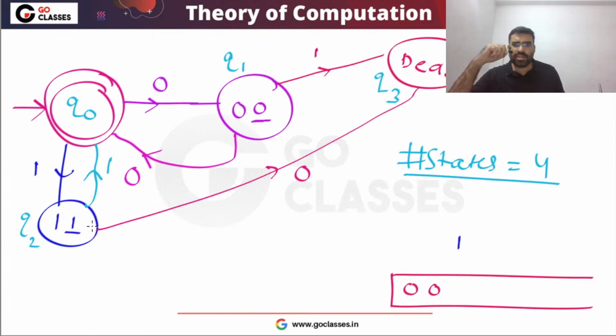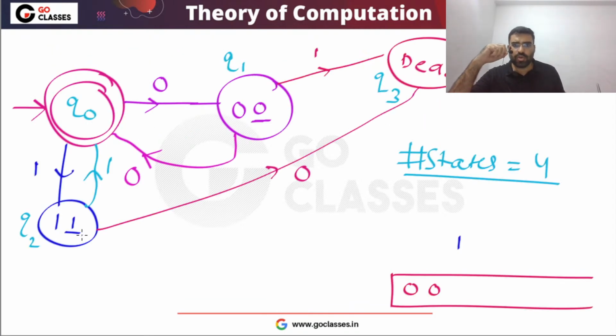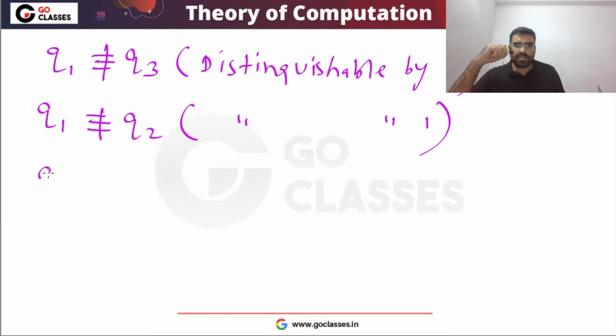What about q1 comma q2? They are distinguishable by 1. Q1 comma q2, because this q2 on 1 is going to final state and this q1 on 1 is going to non-final state. And q2 comma q3, q2 is not equivalent to q3.